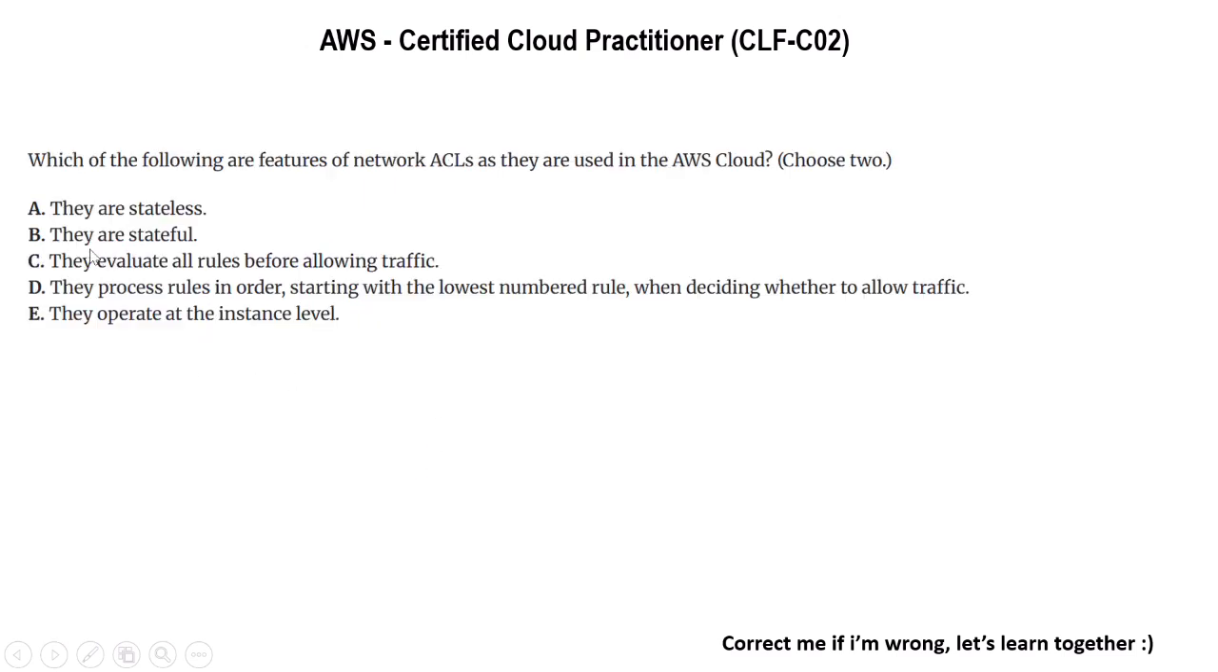Next question. Which of the following are features of network ACLs as they are used in the AWS cloud? Choose two options. Option A, they are stateless. Option B, they are stateful. Option C, they evaluate all rules before allowing traffic. Option D, they process rules in order, starting with the lowest numbered rule when deciding whether to allow traffic. Option E, they operate at the instance level. The right options are option A, they are stateless, and option D, they process rules in order, starting with the lowest numbered rule when deciding whether to allow traffic.